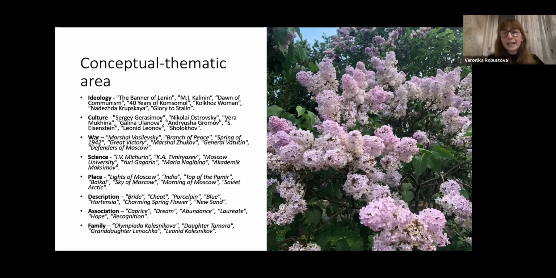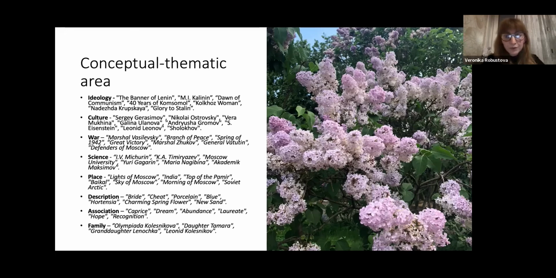The next part is war, and to this sphere also a lot of names are dedicated because I have already mentioned that Leonid Kolesnikov took part in 3 wars. So that's Marshal Vasilevsky, the Branch of Peace, Spring of 1942, Great Victory, Marshal Zhukov, General Vatutin, Defenders of Moscow. Most of them are dedicated to the Second World War, and we have in Lomonosov Moscow State University the Alley of Memory, and there we have Kolesnikov's lilac, and only the sorts dedicated to the war were taken.